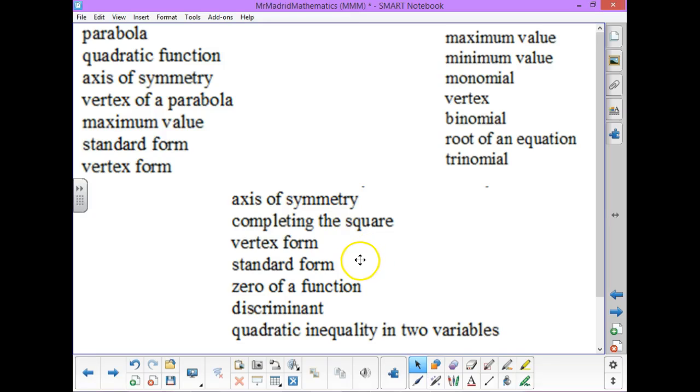Hey guys, we're going to be looking at properties of quadratic functions in standard form, and as promised, here's some vocabulary for you to routinely peruse. Investigate what these words mean, because it's going to facilitate your learning.